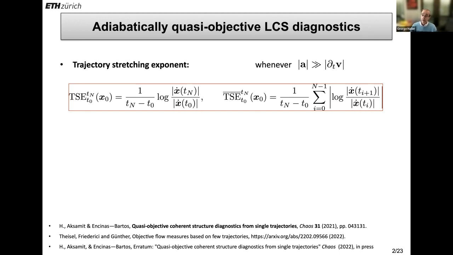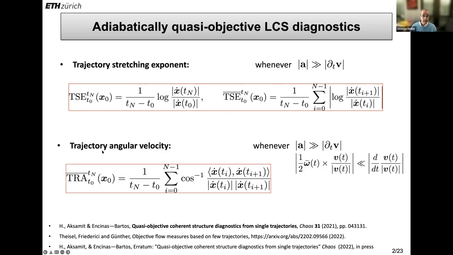What about things like the PRA, for instance, which is for elliptic LCS as well? There's an analog of that too. We call it the trajectory angular velocity. The conditions under which this approximates an objective measure of material rotation are, first, the same as before: the acceleration of the tracer must dominate the local rate of change of the velocity. And there's this funny condition, which basically says, let's start with the right-hand side. It means the rate of change of the direction of the trajectory, right? Because we normalize the length of the velocity and look at the rate of change of that. That's why this is a rotational measure. It's basically how fast the direction of the trajectory changes.